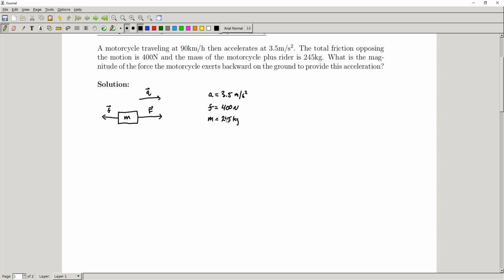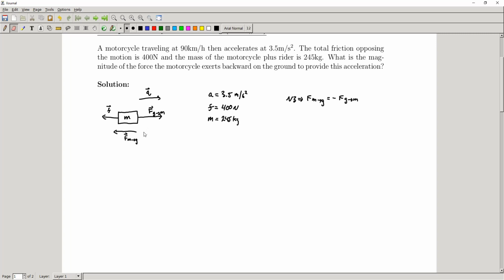And now we want to be a little bit careful, right? What we want is the magnitude of the force that the motorcycle exerts on the ground backward. So there's some force being exerted on the ground by the motorcycle. So this is motorcycle on ground, right? But the force that's actually accelerating us is the force of the ground on the motorcycle. Newton's third law tells us that the force of the motorcycle on the ground is just going to be equal to the negative of the force of the ground on the motorcycle. So they will have the same magnitude, just opposite signs, right?